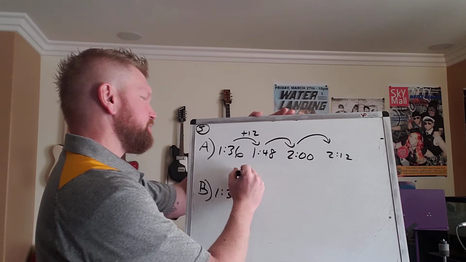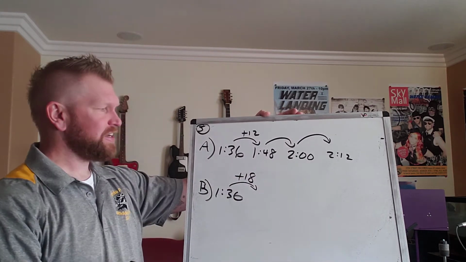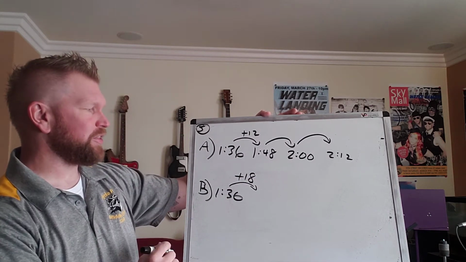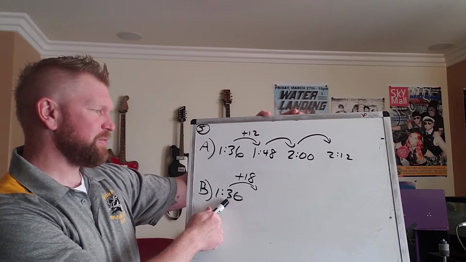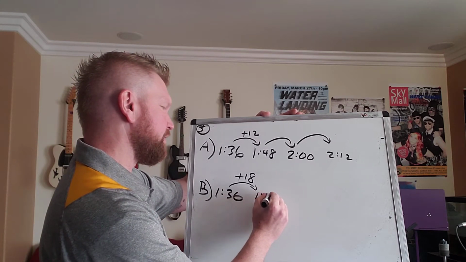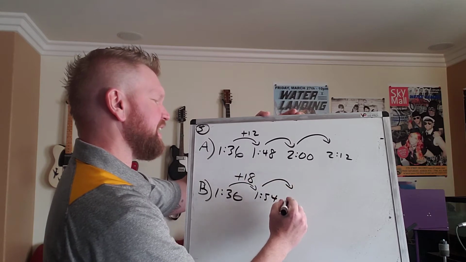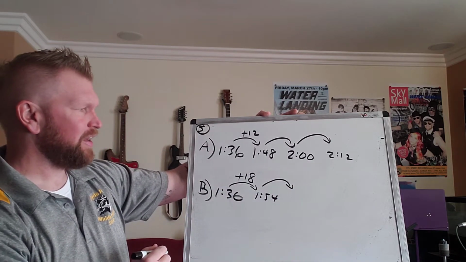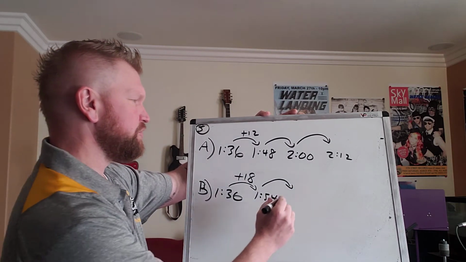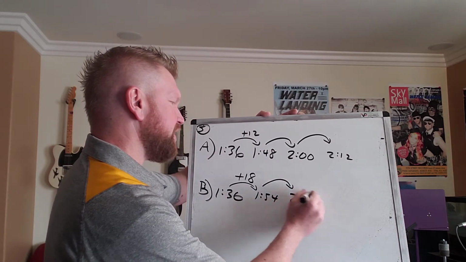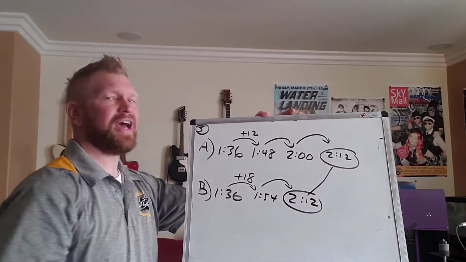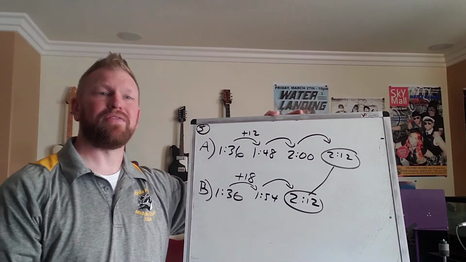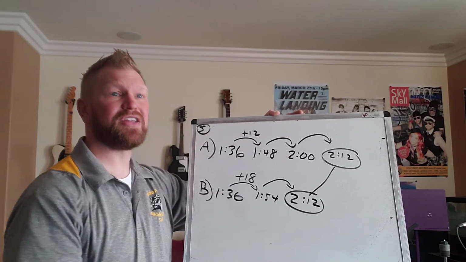This time, this bus leaves every 18 minutes. So 18 minutes after 1:36. So you have to add 18 minutes, and that's going to be 1:54. Now, if you add 18 minutes again, that's going to take us after 2 o'clock. Let's see here. It's going to take us to 2:12. And check this out. They both arrive at 2:12. So the next time they both arrive at the same time, 2:12 is the answer.